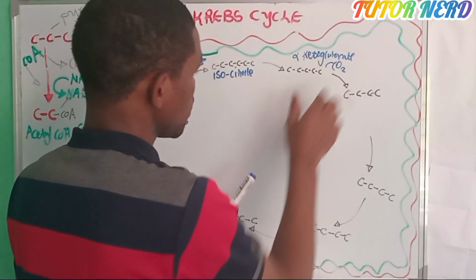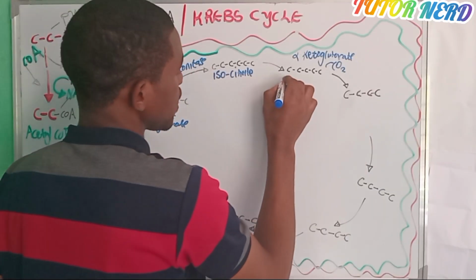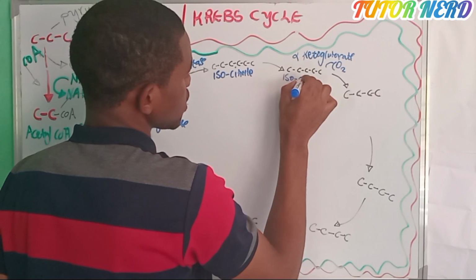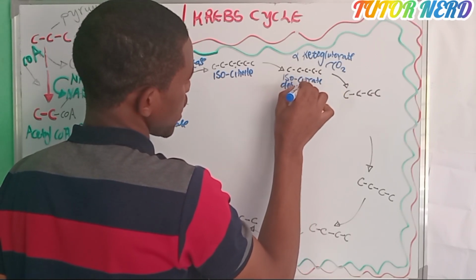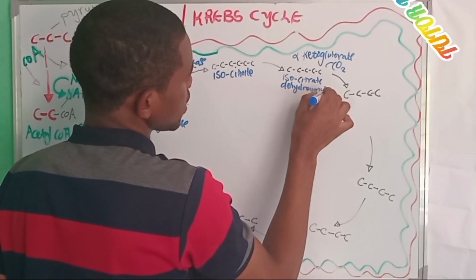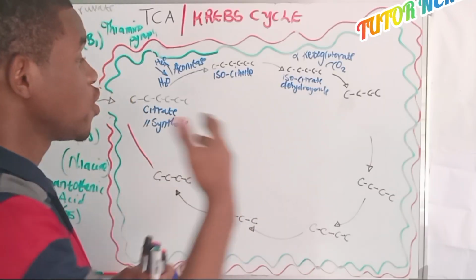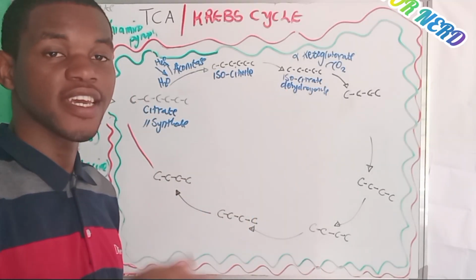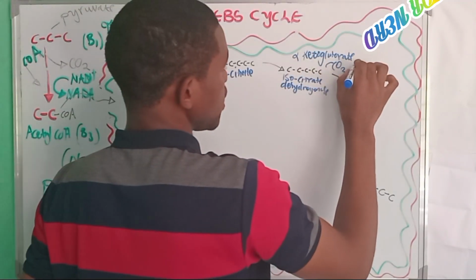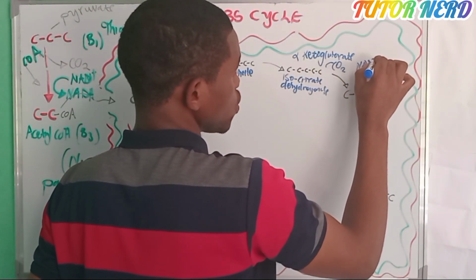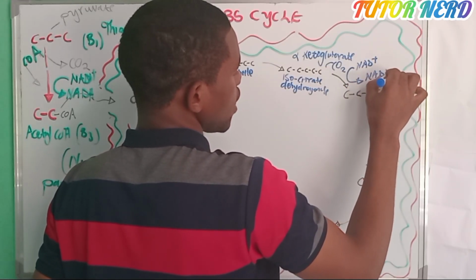So here the carbon dioxide is being removed, and of course it is by the help of isocitrate dehydrogenase. That is basically the enzyme. Because it is a dehydrogenase, we know that we are producing NADH from NAD plus. So here NAD plus was used to yield NADH.